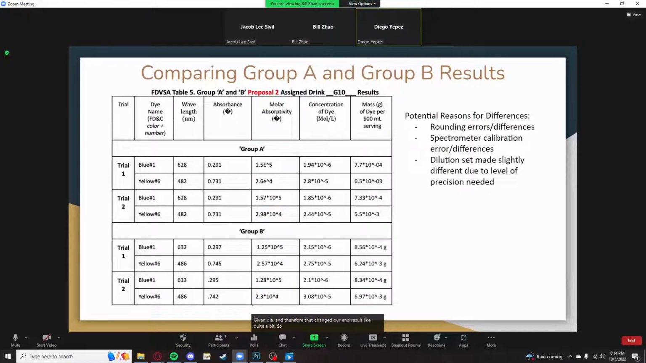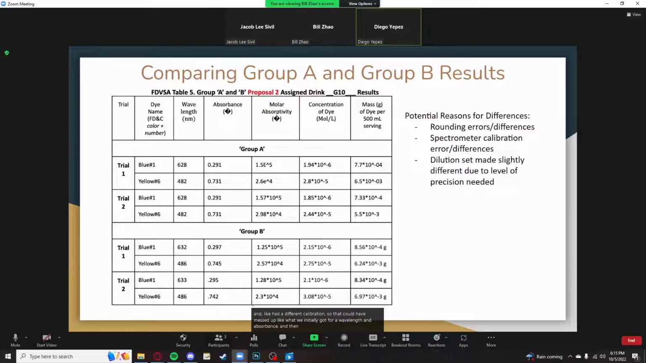Some reasons we think that our results could have been different from group A is that we could have made a rounding error or rounded at a different spot than group A. Or our spectrometers could have been slightly different and had a different calibration, so that could have messed up what we initially got for wavelength and absorbance.